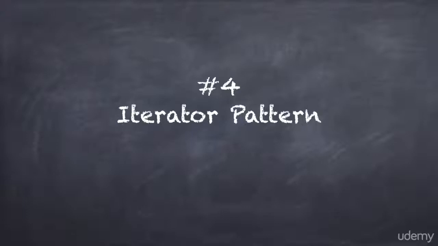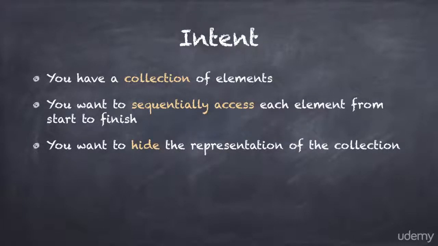I will start with a quick summary of what we are trying to accomplish with this pattern. The iterator pattern is a good choice when you are trying to accomplish the following. You have a collection of elements. You want to sequentially access each element from start to finish. You want to hide the underlying representation of the collection. Let's go through the points one by one.